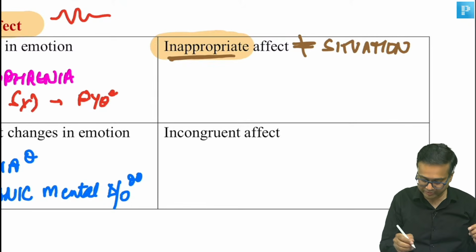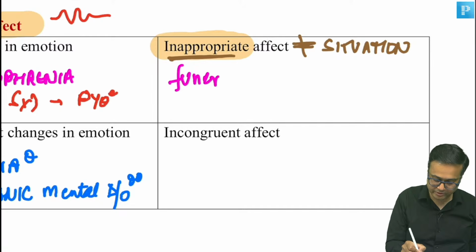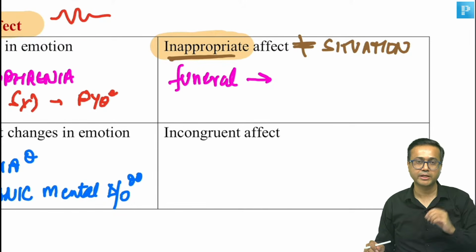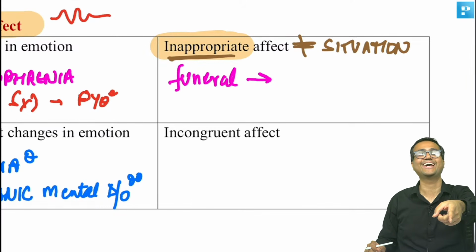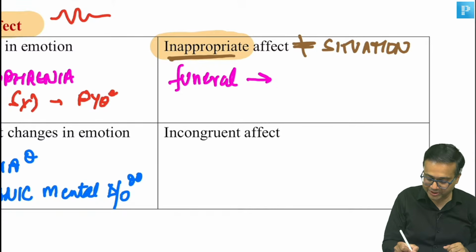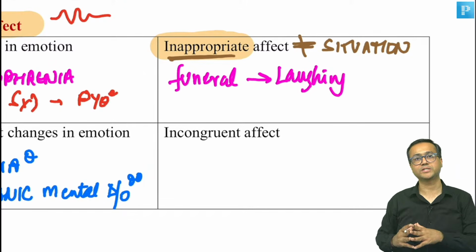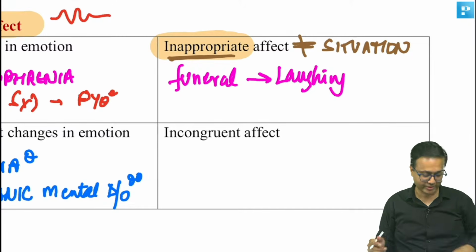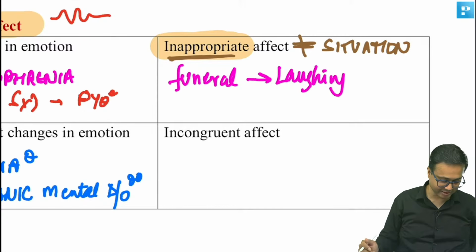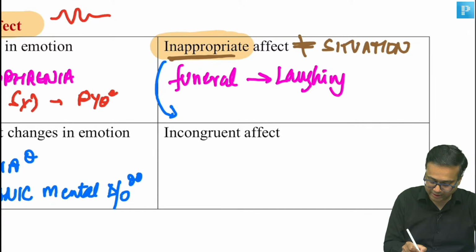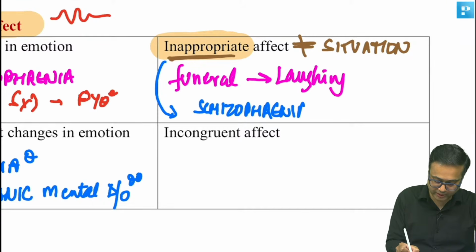So one example, beta, which we always discuss. Suppose a person goes to a funeral, everybody is very sad, somebody died in the family. He goes to the funeral, he sees the dead body and he starts laughing. Can you appreciate that his affect is not matching with the situation? This is inappropriate affect. Can you tell me one important condition where it can be seen, beta? You can see inappropriate affect in conditions such as schizophrenia. Very good. I'm very happy all of you are answering correctly.